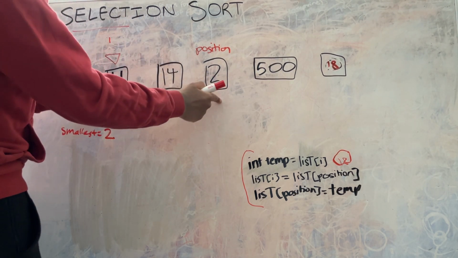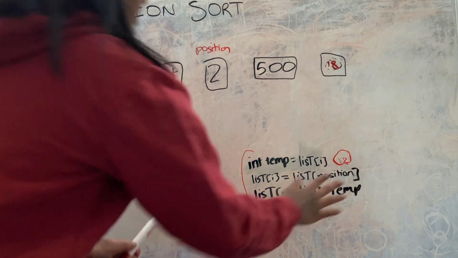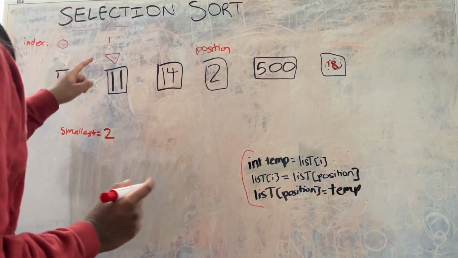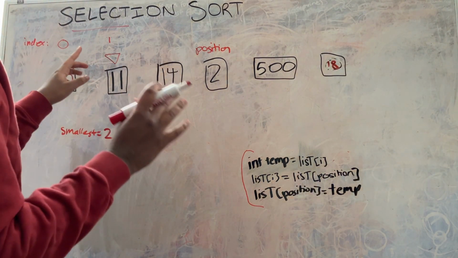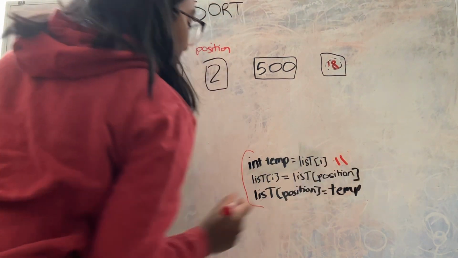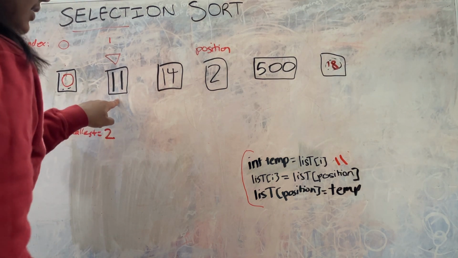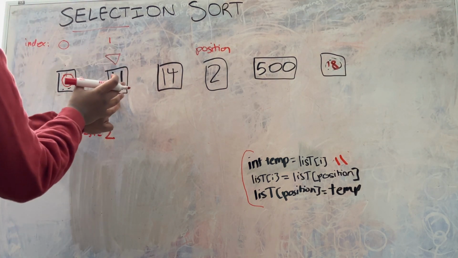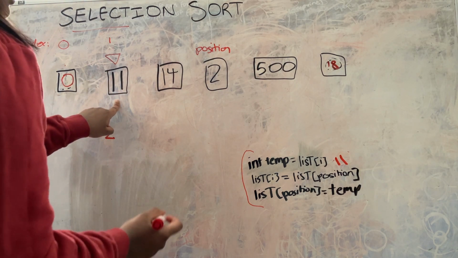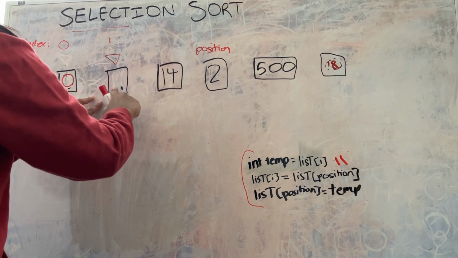So we do the same swapping mechanism. So we're going to assign temp to equal index 1. So this is 11. And then we're going to have this box right here, list at index 1. This element 1 is going to equal the element at position. So this is going to be changed to 2.